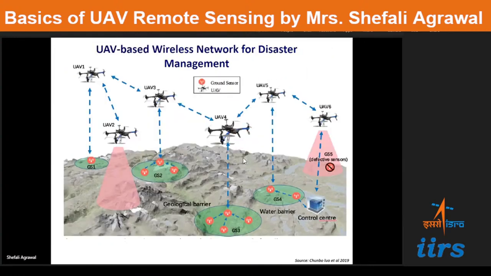Drones can also be used in disasters for communication applications. Right, so for wireless-based sensors, where communication has been completely destroyed, a drone can act as an intermediate controller or relay, and they can provide communication in areas where communication has been totally destroyed.